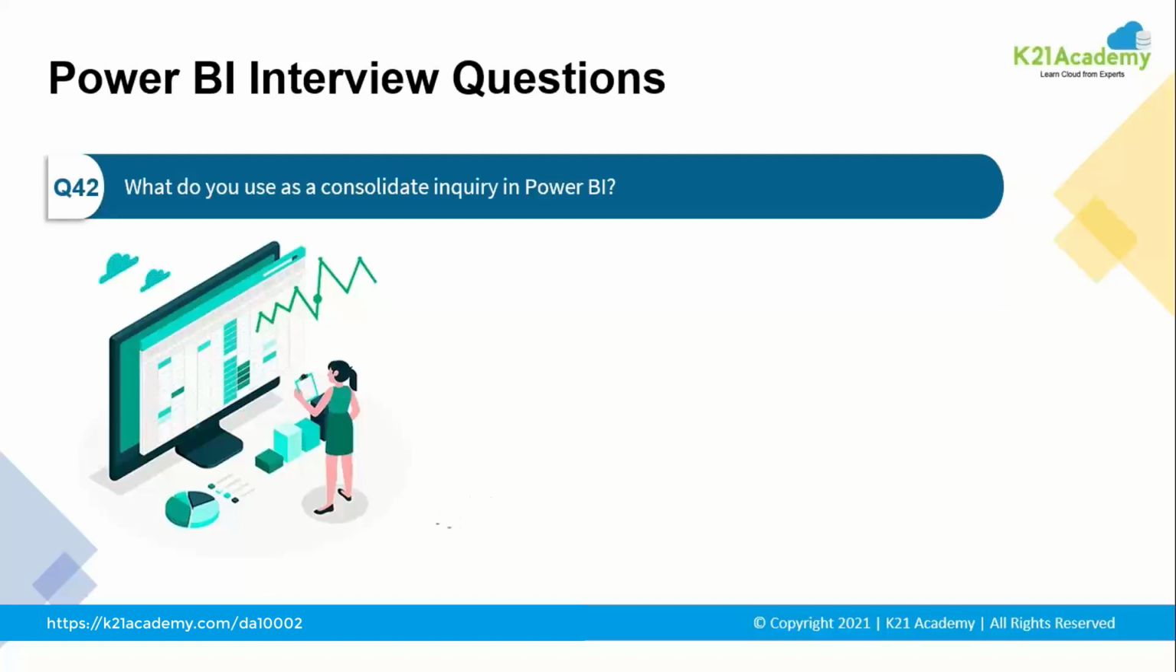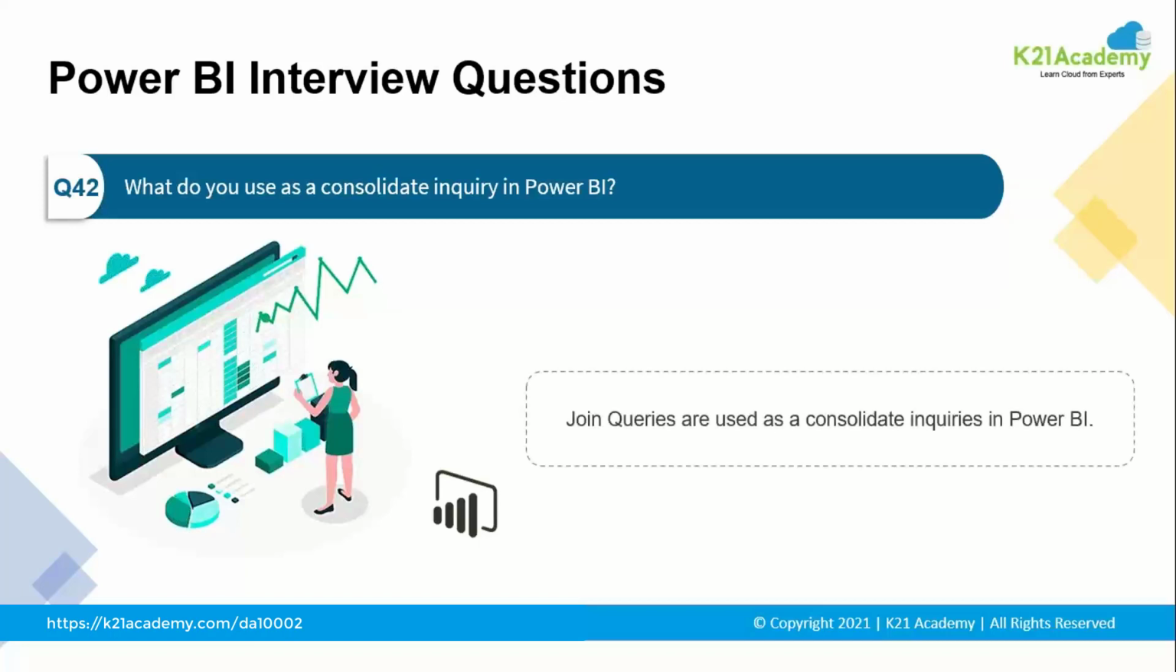Moving on to the next question, what do you use to consolidate inquiry in Power BI? Okay, so let's see what's the answer for this. The joint queries are used to consolidate inquiries in the Power BI. Okay, inquiries here basically refers to, let's say you have two conditions and you want to merge that. So in order to merge those two queries, you're going to use joint queries.